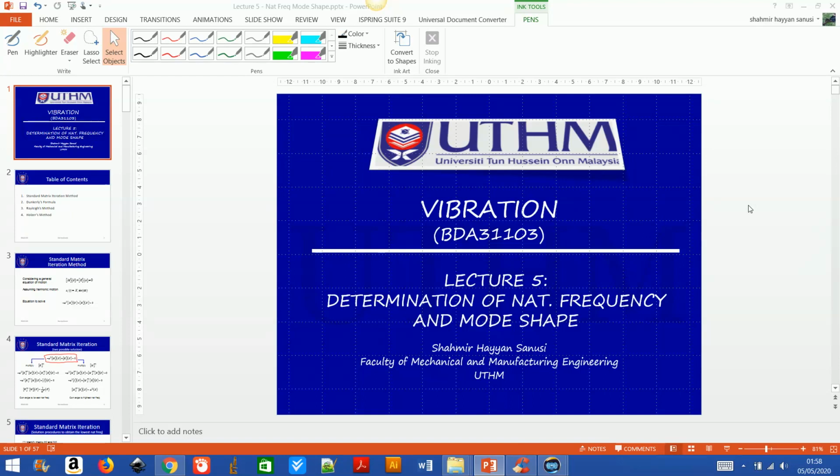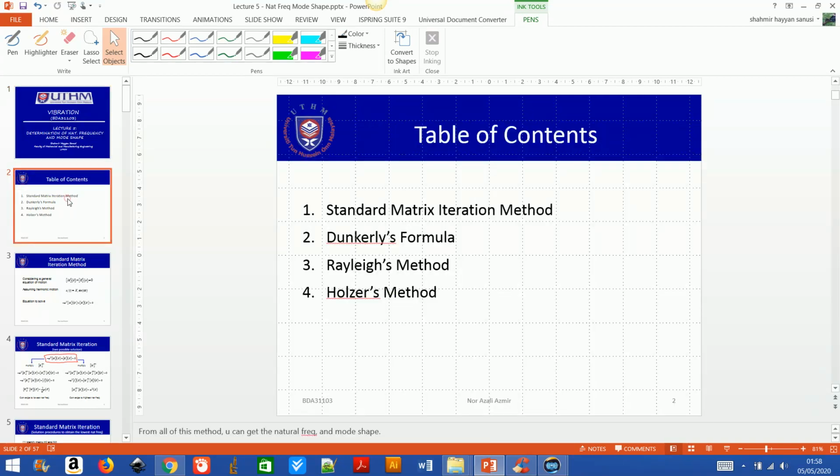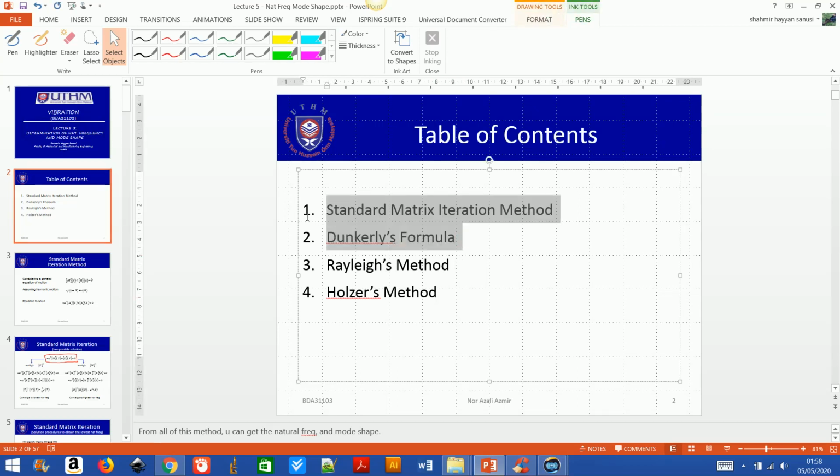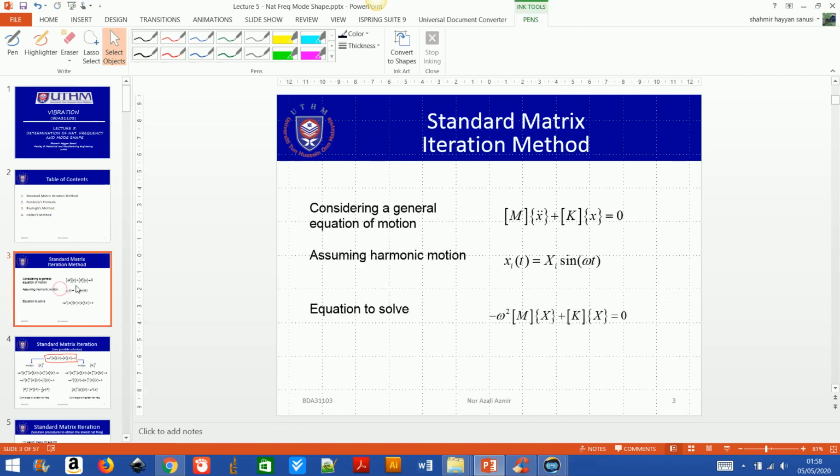For this session, we're going to look at the determination of natural frequency and mode shape. There are various ways that we can get the natural frequency by using some approximation methods, like the standard matrix iteration method, Dunkerley formula, Rayleigh's method, and Holzer's method. For this session, I'm going to cover two approaches, which are the standard matrix iteration method and Dunkerley formula. So let's look at the standard matrix iteration method.